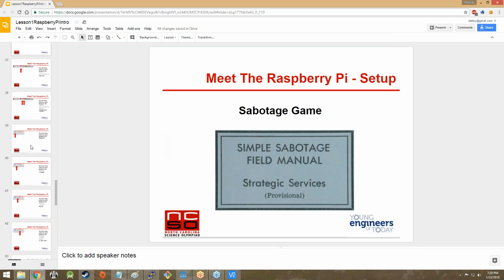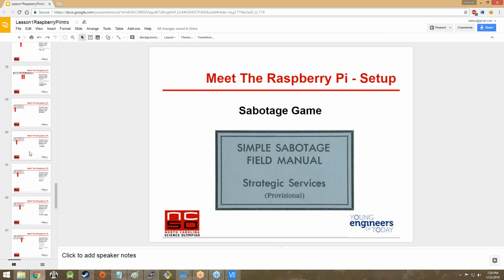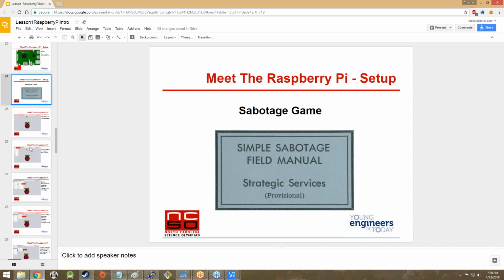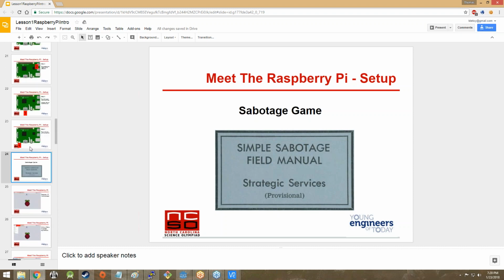Oh, there's the Sabotage game, which you guys aren't really going to be able to do, but the idea is that everybody would move to the person's desk to their left who has a Raspberry Pi, and then they would unplug something, and the whole point is to figure out how exactly to get the Raspberry Pi up and running again.